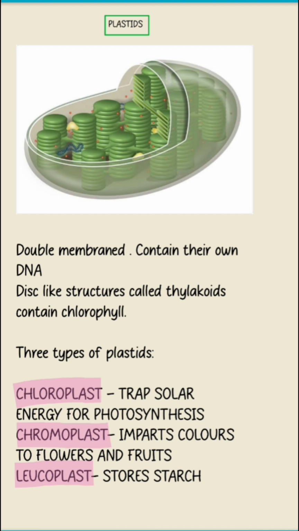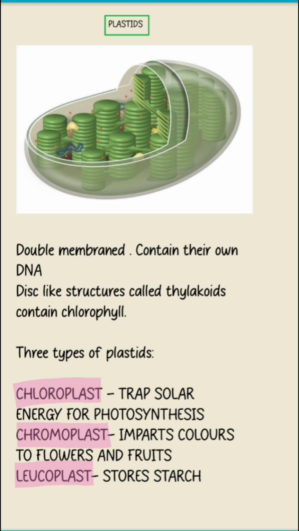They have disc-like structures, or you can say coin-like structures. They are known as thylakoids, and these are the structures which actually contain the chlorophyll. There are three different types of plastids, and depending upon the color they give or the function they perform, they have been named. First of all is chloroplast, the most common one. They trap the solar energy for photosynthesis. Also, they will help in the process of photosynthesis. Now coming to chromoplast.